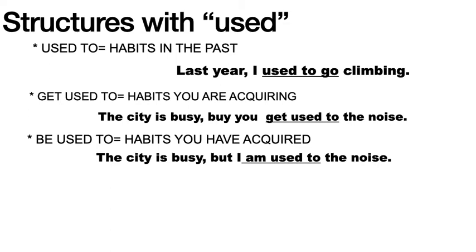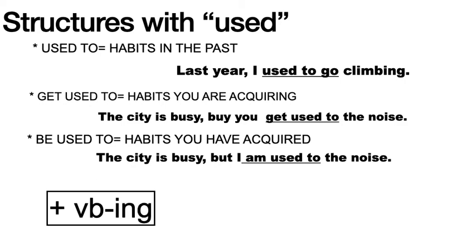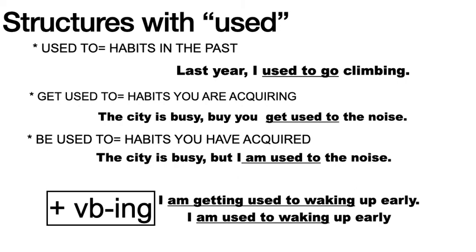Why are these two last structures important? Because we have seen the verbs and expressions that are followed by infinitive or verb with -ing. And these two last structures are always followed by a verb ending in -ing. I am getting used to waking up early. I am used to waking up early, right? So this is important for you to bear in mind when we are working with gerund or infinitive. As you can see in the first two examples, you don't need the -ing because there is no verb. But in the second two, as you have a verb following these expressions, you need to use the -ing.